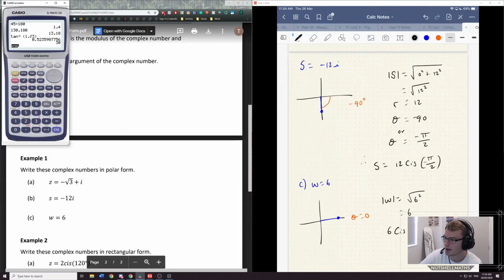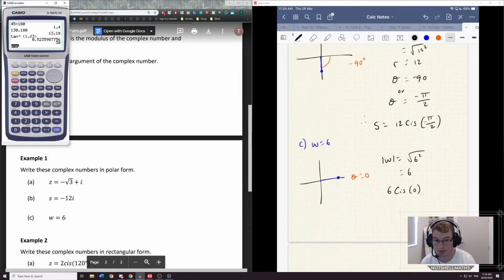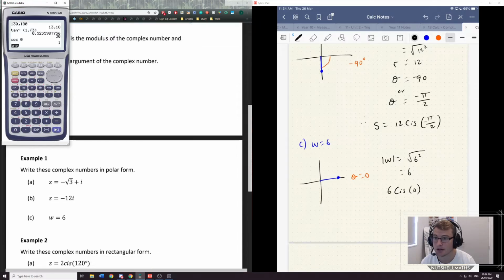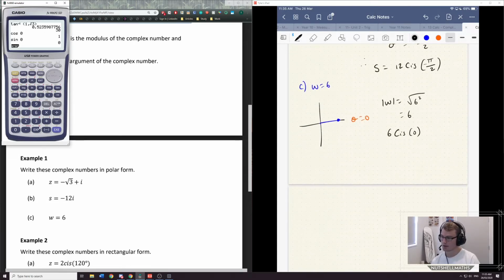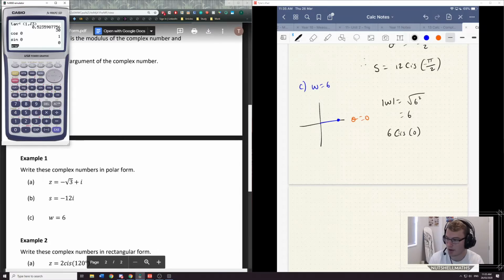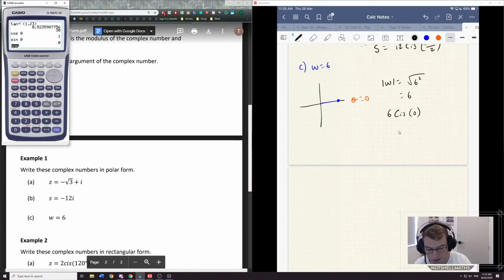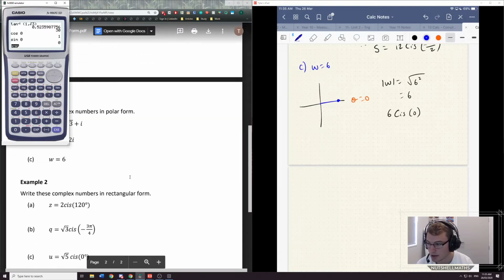We're happy. Now, please tell me if there's a different way I should write this, if I should write cis 0 as a different thing. Because cos of 0 is 1, sine of 0 is 0. So you could just write it as 6. Let me know if you're happy with how to write that while I start the next example. I want you to give this a go a little bit.